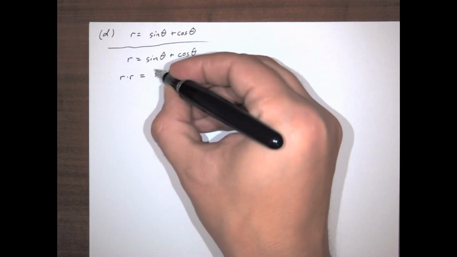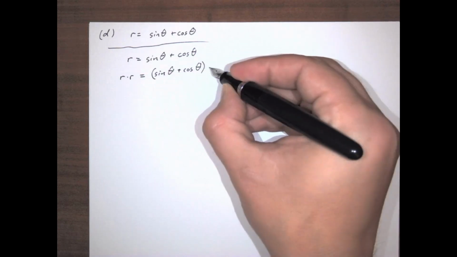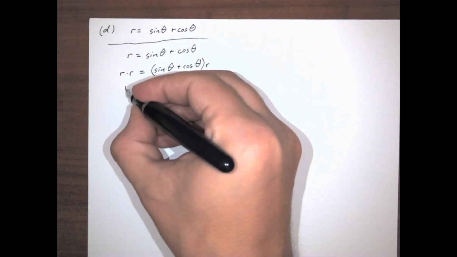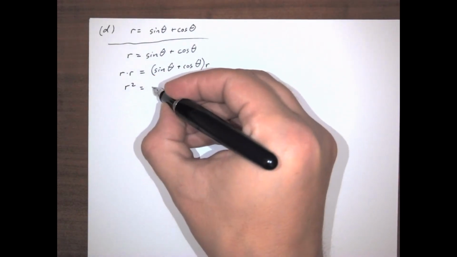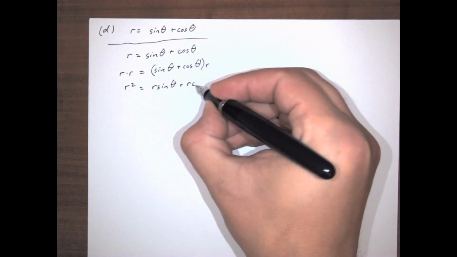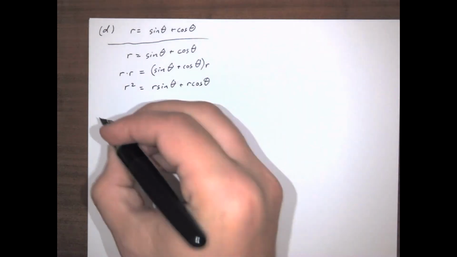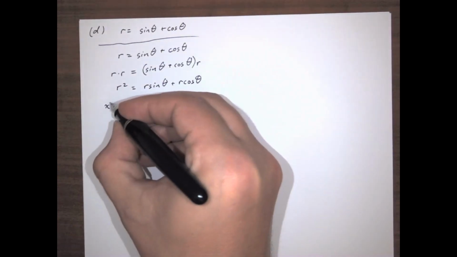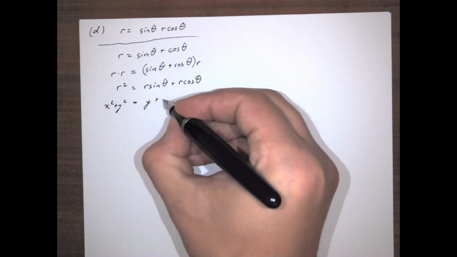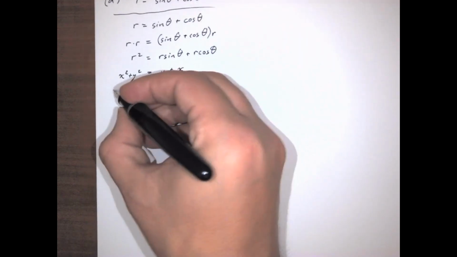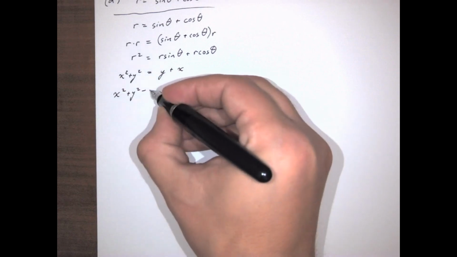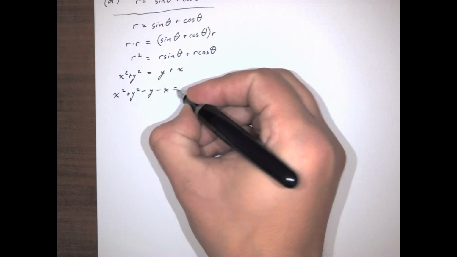And when I multiply by r, I have to multiply the entirety of both sides. That means both terms on the right. So that gives us r squared on the left equals r sine theta plus r cosine theta on the right. And then that means x squared plus y squared is equal to y plus x. And then if I want to move everything to one side, x squared plus y squared minus y minus x equals 0.